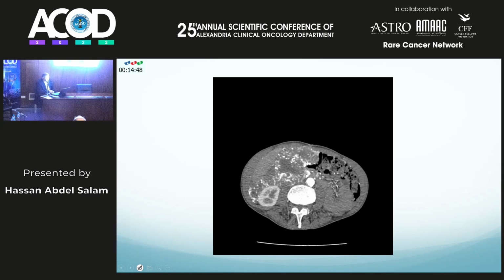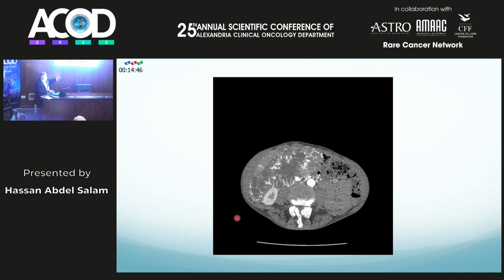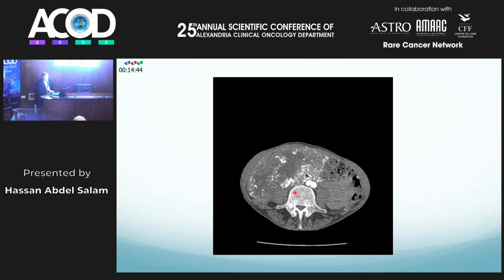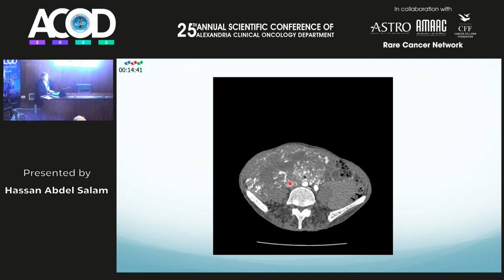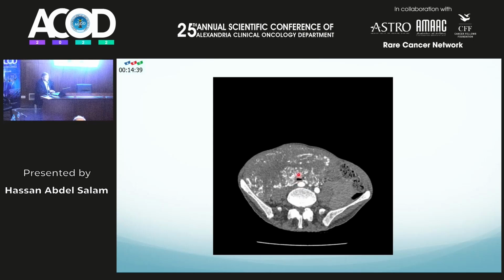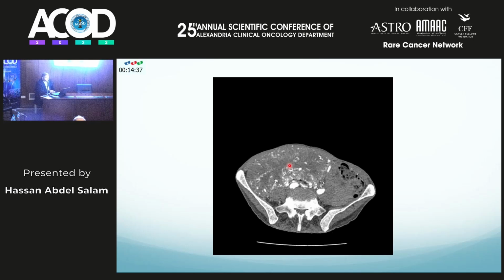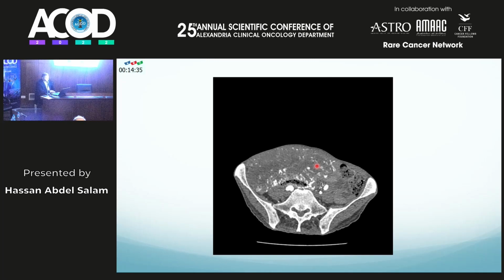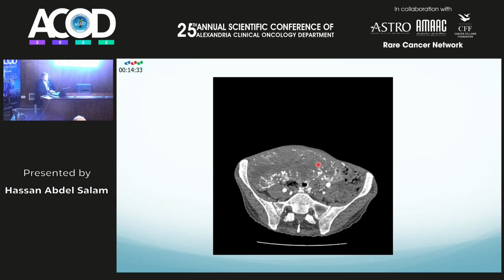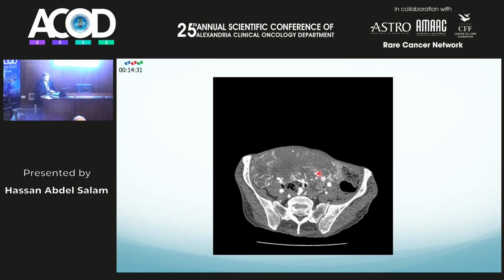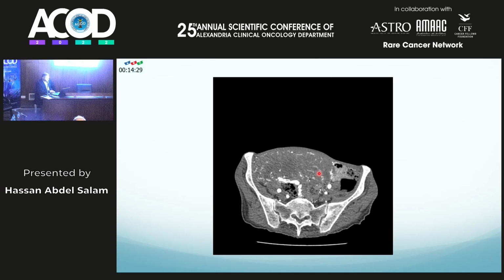I can't point. But you can see the liver mets, and then comes the tumor. This is the tumor, the GIST tumor. All this is hypervascular tumor causing the bleeding. And you can see it's occupying most of the abdomen, the small bowel.